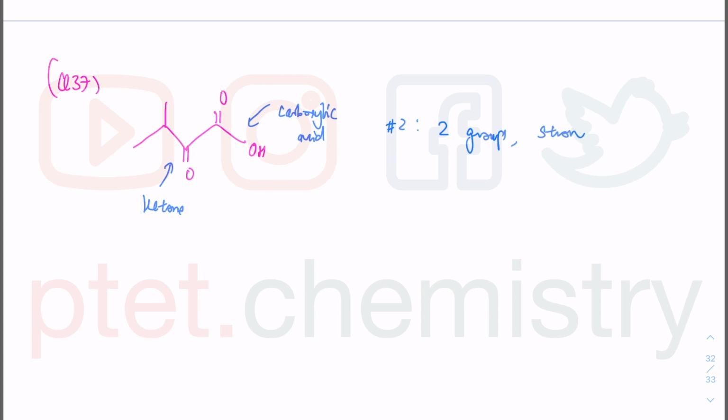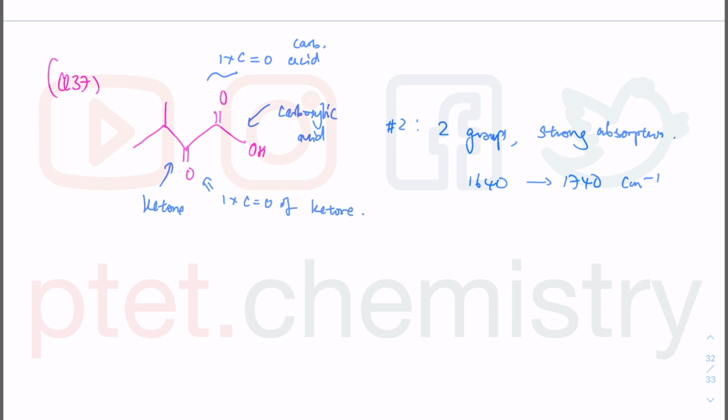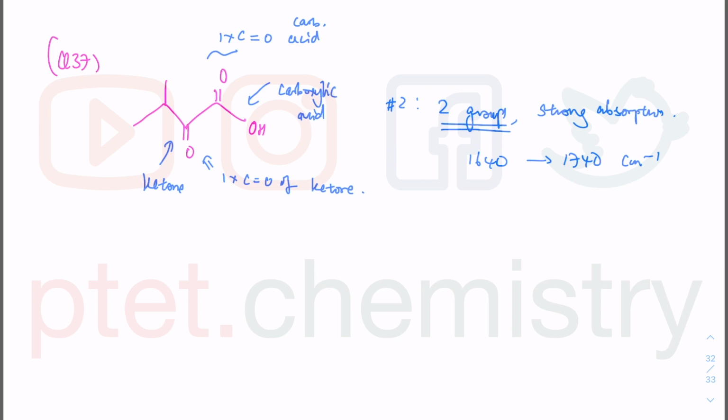Strong absorption. So this is about infrared. So 1640 to 1740 wave number. So here you have 1 times C=O of a carboxylic acid, and here you have 1 times C=O of a ketone. Clearly this is different from this, and that's why you get 2 absorptions, and this corresponds to C=O, 1 for ketone and 1 for carboxylic acid. So very clearly option 2 is entirely correct.